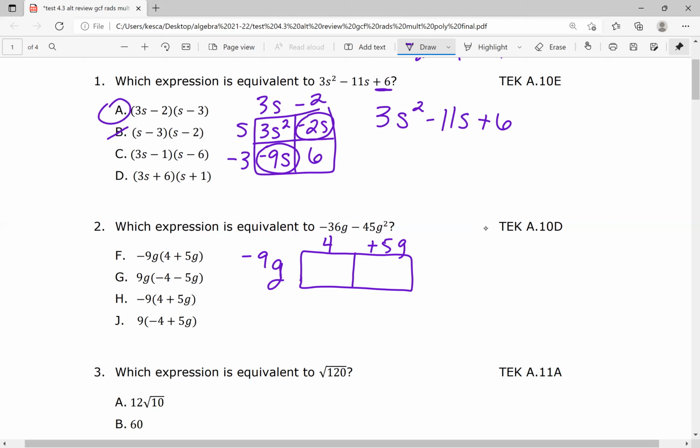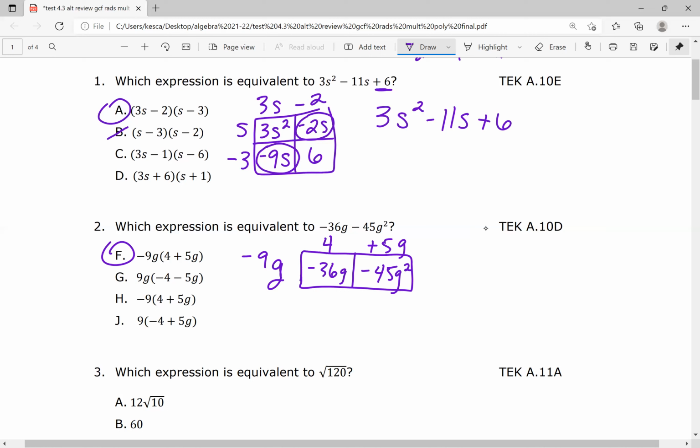So we have a 4 and a positive 5g. So we have a 1 by 2. So now just multiply. What's negative 9 times, or negative 9g times 4? That's negative 36g. And then negative 9g times positive 5g. Well, that would be negative 45. And g times g is g squared. So does that give me what I need? Do I have negative 36g minus 45g squared? Yes. So what's my answer? F.